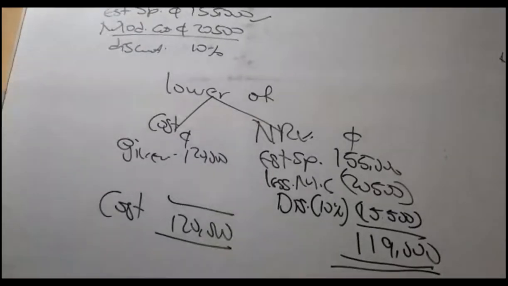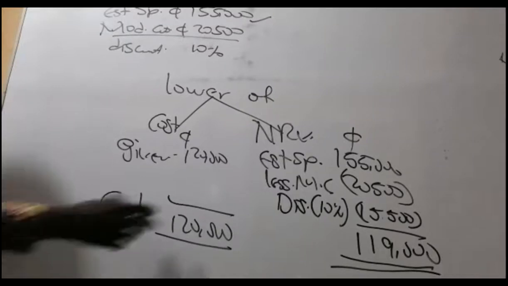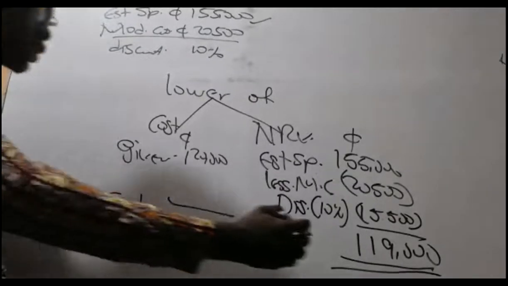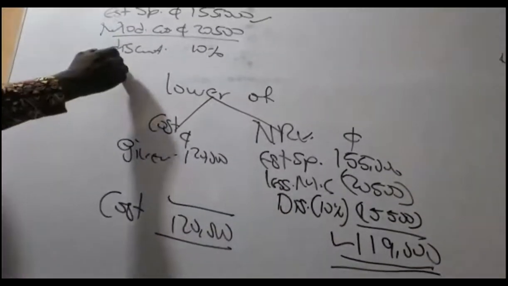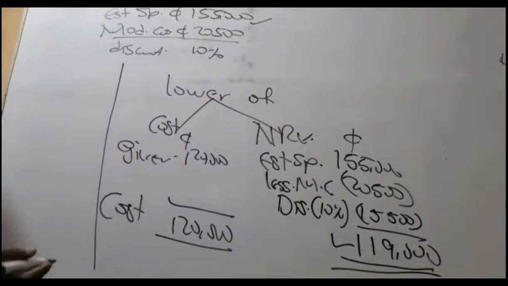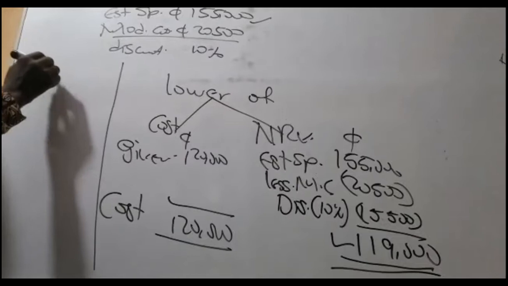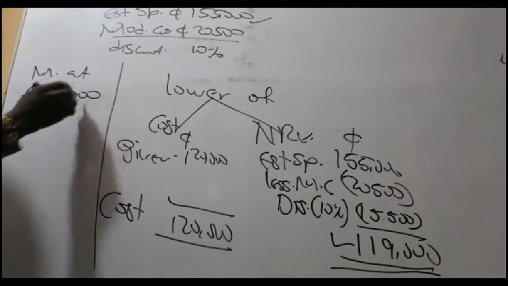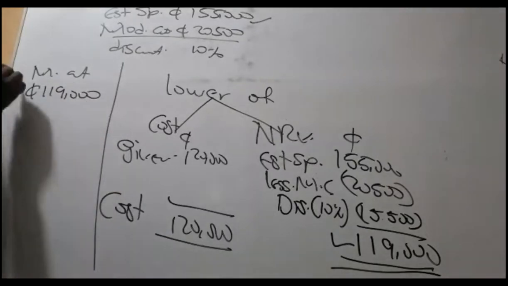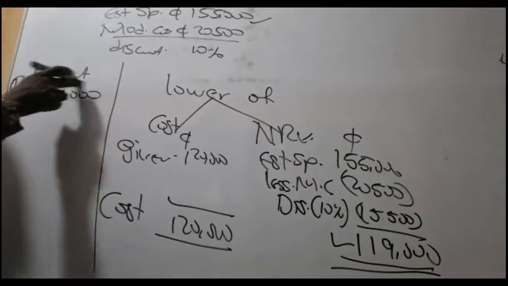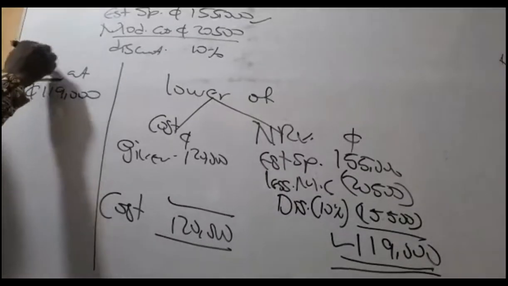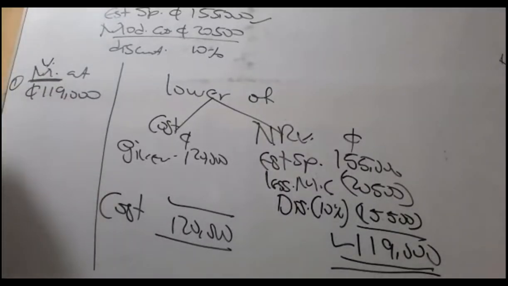So therefore, look at what I want to write. This inventory must be measured at what? At the lower of these two. So comparing to the lowest one, I hope you can select the lowest one, right? Good. So this is the lowest one. So the inventory must be measured at what? At Ghana 119,000. Why? Because it is the lower. As the first point, inventory must be measured or valued at what?